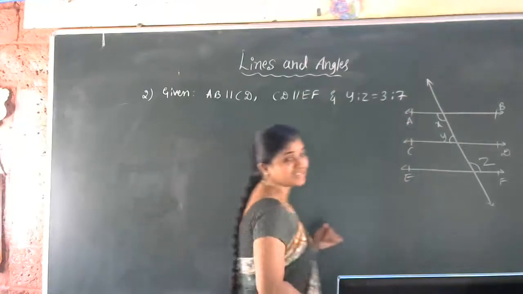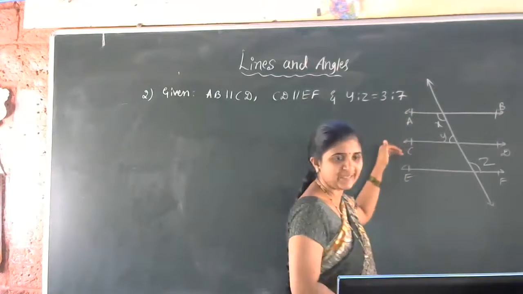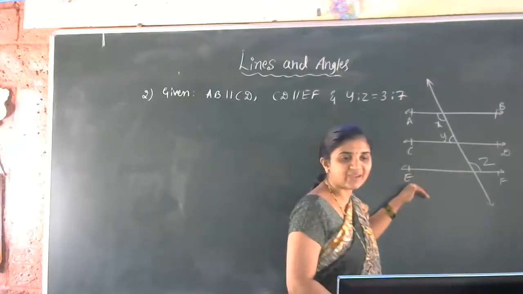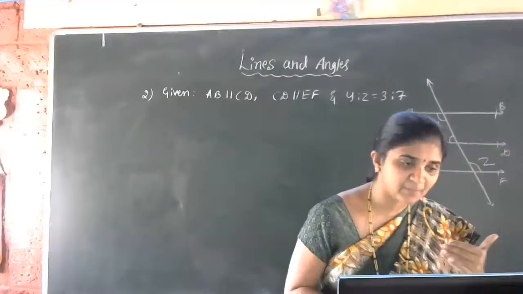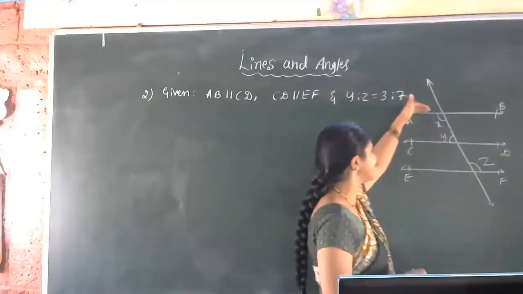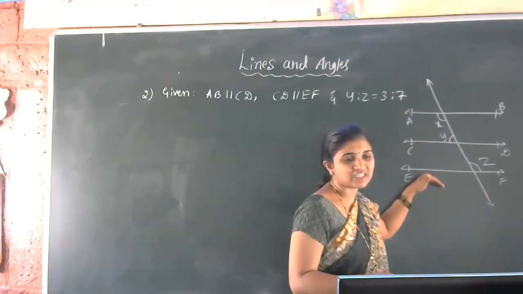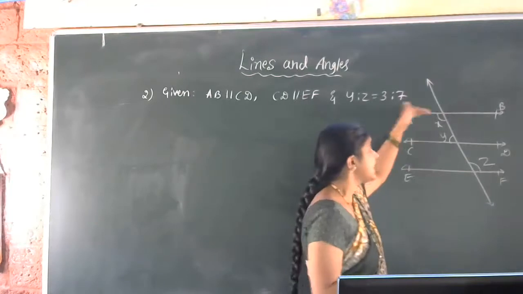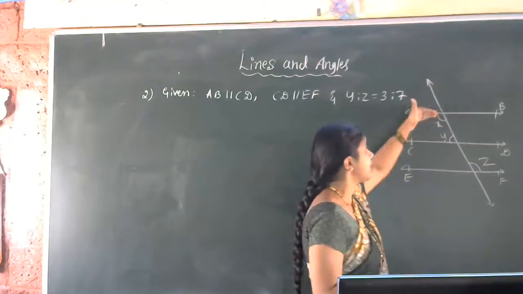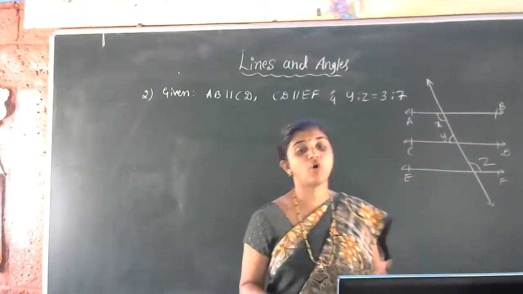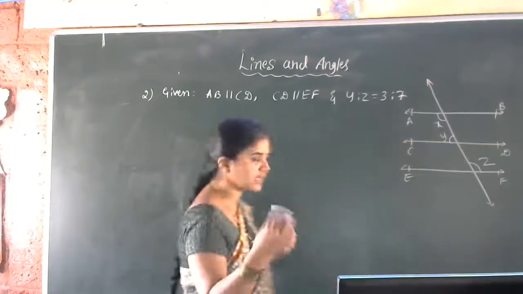See students, yesterday we learned one concept: AB line is parallel to CD line, CD line is parallel to EF line. If lines are parallel to the same line, then the lines are parallel to each other. Can we say that AB is also parallel to EF? Yes, according to yesterday's condition, AB is parallel to EF also. If we need that one, then you can use that. Otherwise, we'll continue like this only.